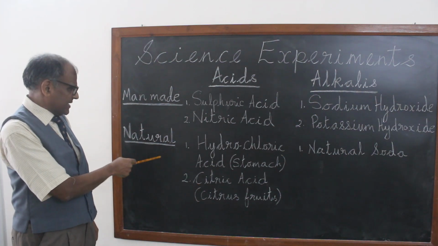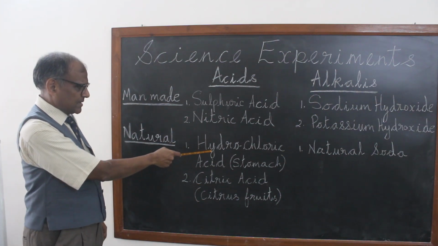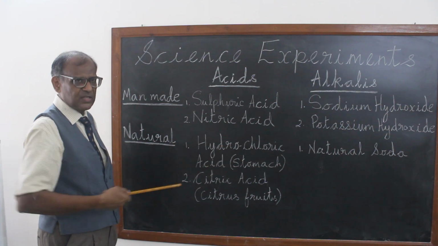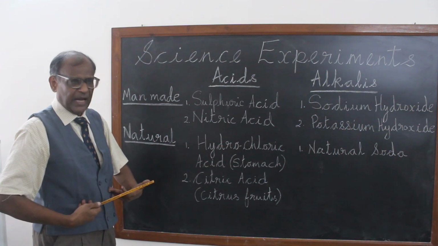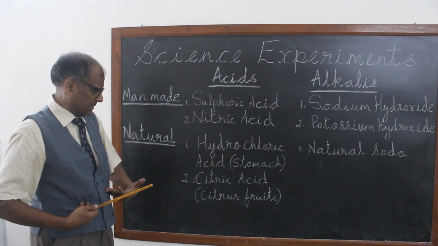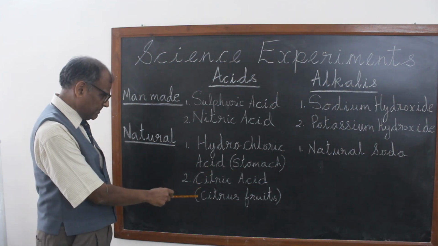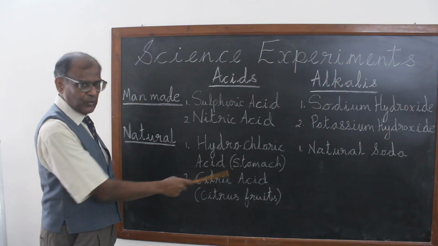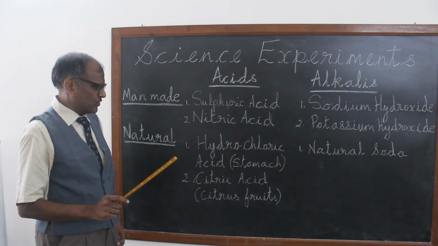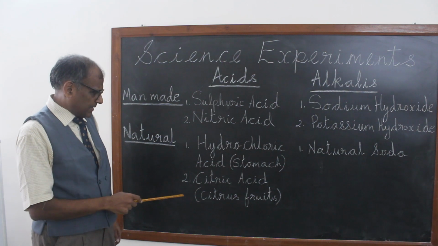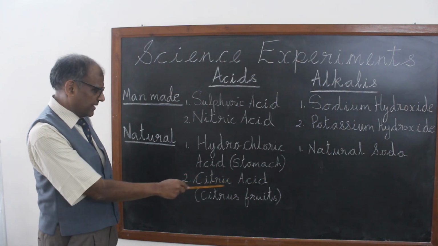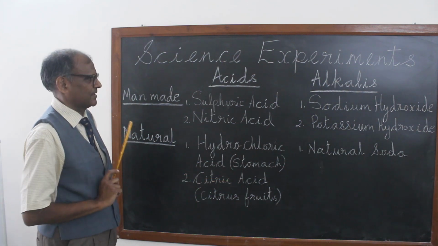When we come to natural acids, the most important one is hydrochloric acid, which is found in our stomachs and it aids digestion process. Second is citric acid. We can make out from the name all these citrus fruits, that is lemon, oranges, sweet limes, they contain citric acid and that's why they are called citrus fruits.